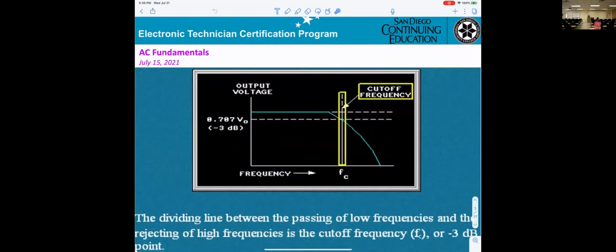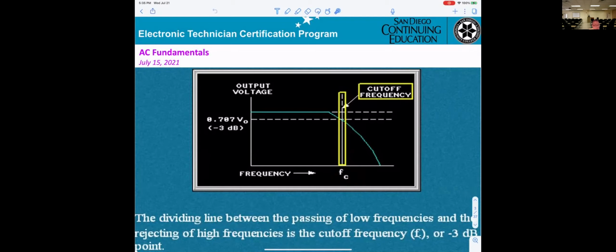And if they ask you what this is, the answer will be, this is the output of the low pass filter, no matter RL or RC low pass filter, okay? The dividing line between the passing of low frequency and rejecting high frequency is the cutoff frequency, or minus 3 dB. That means at this point right here, going down, you can see FC. FC means cutoff frequency.